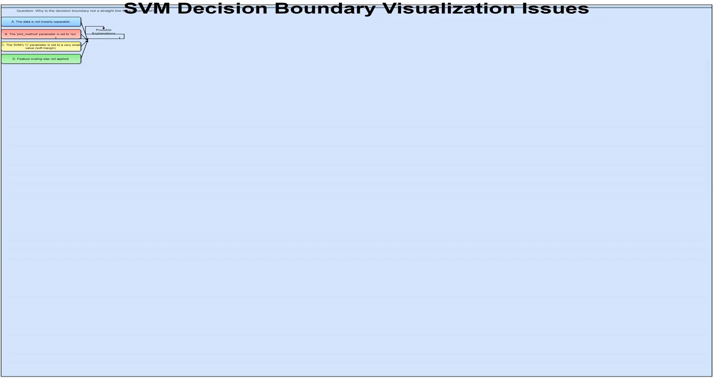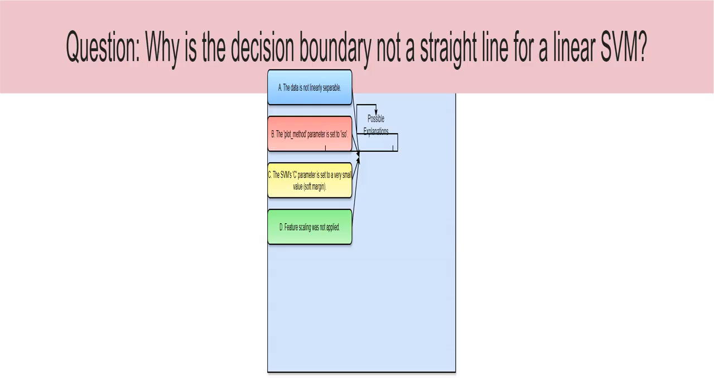We're investigating why a linear support vector machine, SVM, which should produce a straight decision boundary, is showing a curvy one when visualized using Sklearn's DecisionBoundaryDisplay. It's like expecting a perfectly straight line but getting a squiggly one instead. We need to figure out why this is happening. Why isn't my linear SVM's decision boundary a straight line? That's the puzzle we need to solve.